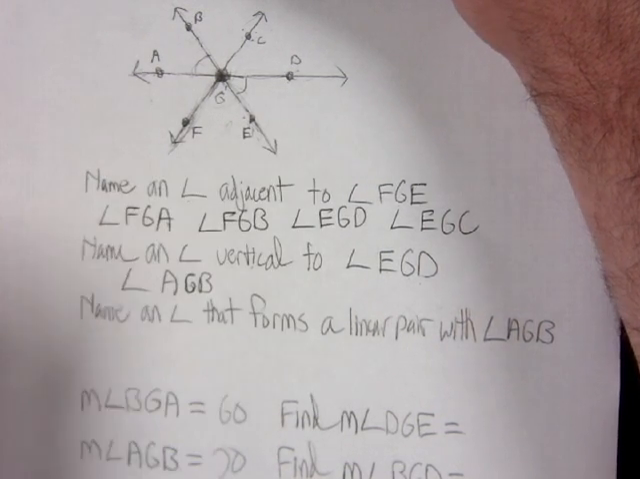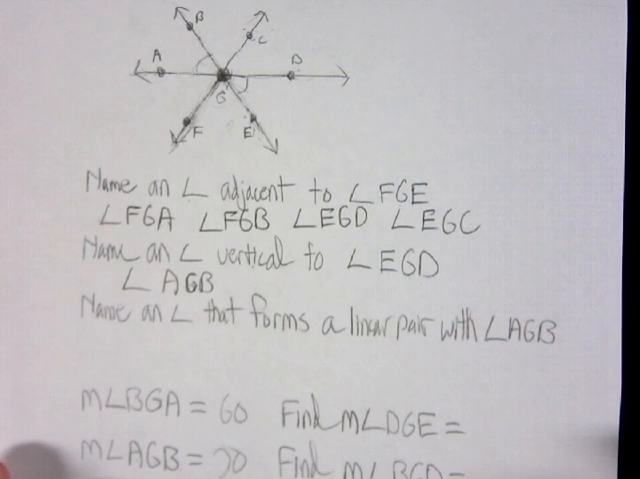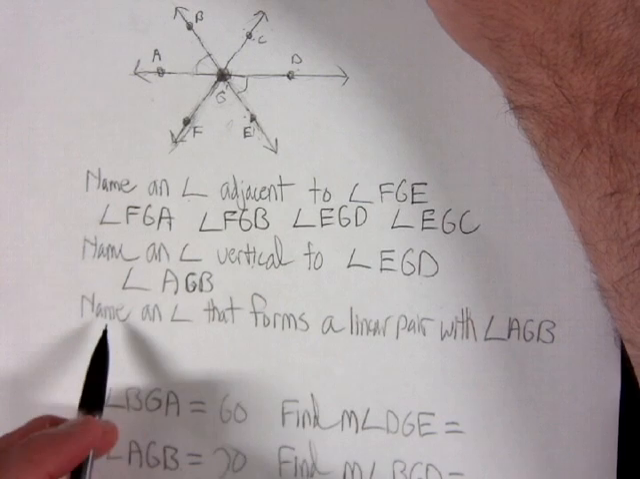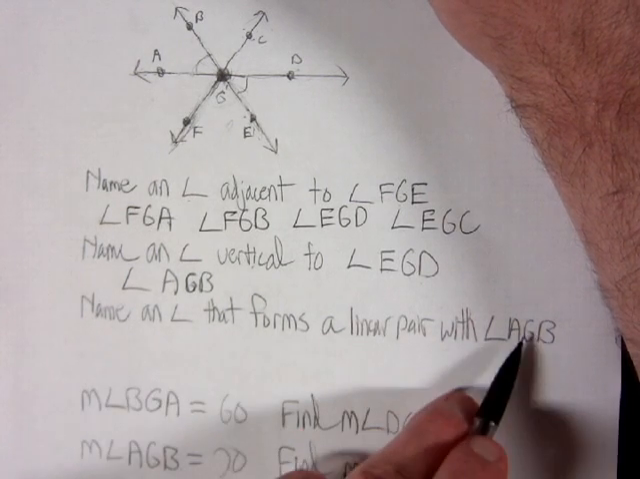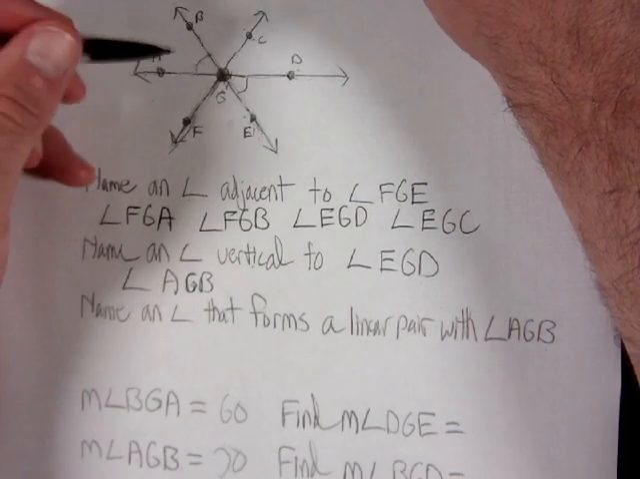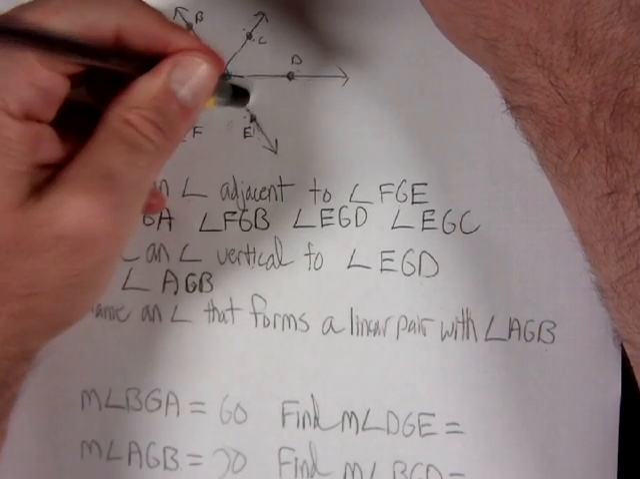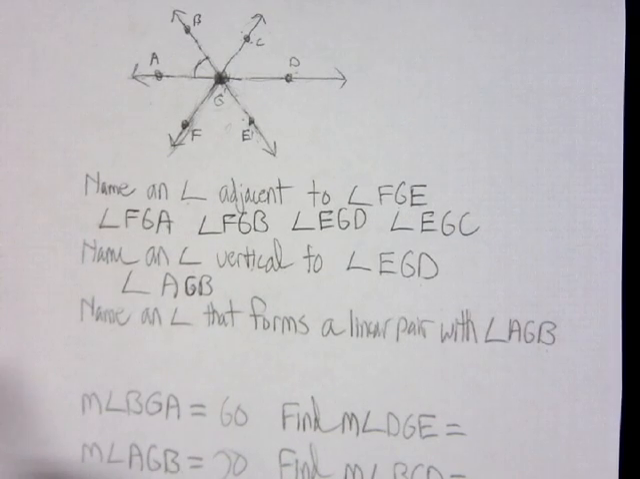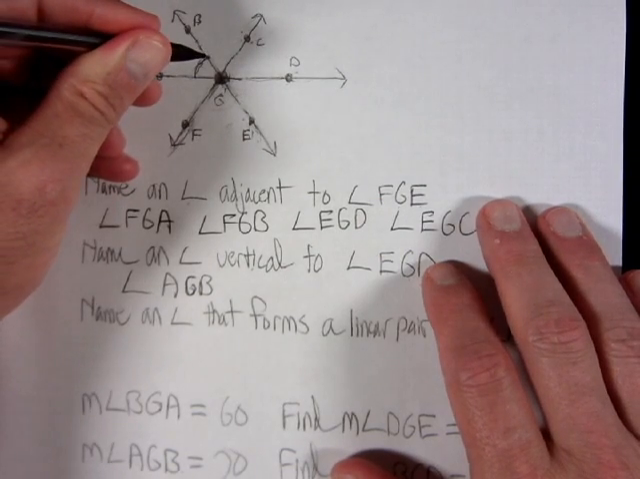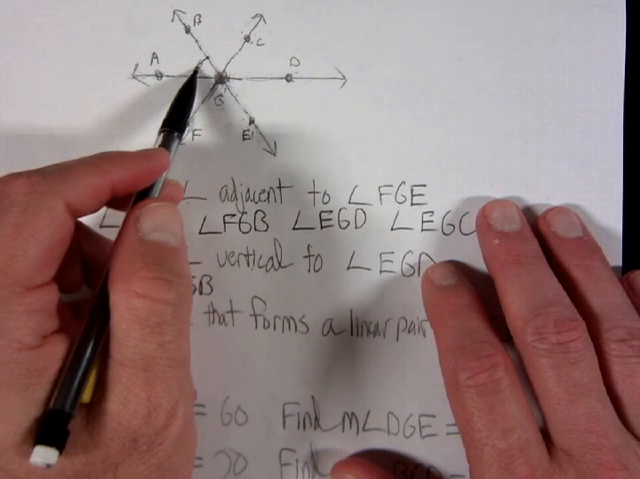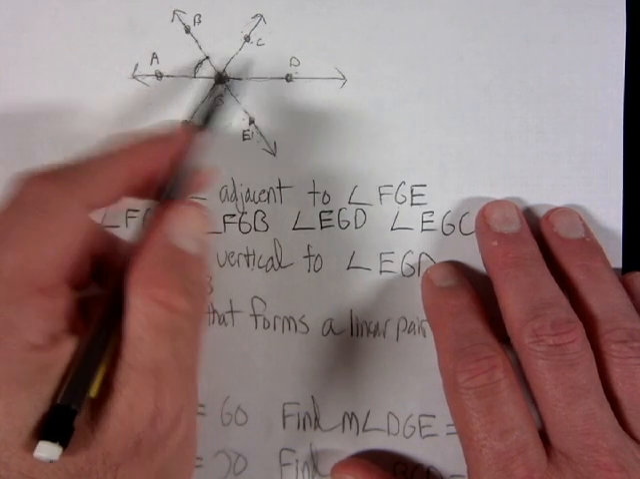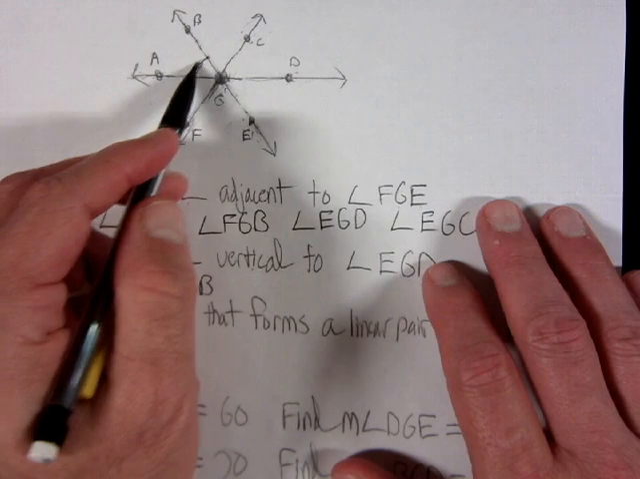AGB is the angle that's vertical to angle EGD. All right? The next one. Name an angle that forms a linear pair with AGB. All right, so AGB is here. We'll locate that first. And we're looking for an angle that forms a linear pair. Remember, linear pair together adds up to 180. So if I start here, then the other angle that I need is an angle that forms a half a circle, 180 degrees. So this is part of my half circle.